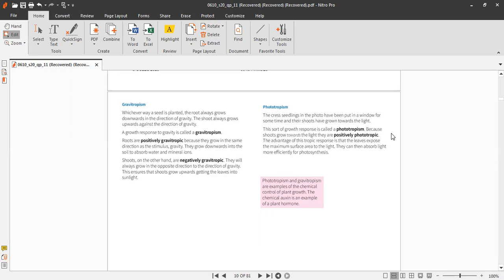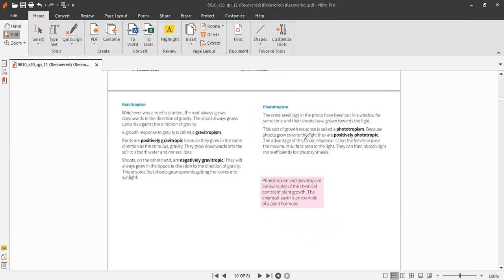The shoots grow towards the light, so they are positively phototropic. And in gravitropism, roots are positively gravitropic because they grow in the same direction as the stimulus, gravity. They grow downwards into the soil to absorb water and mineral ions, but shoots are negatively gravitropic.